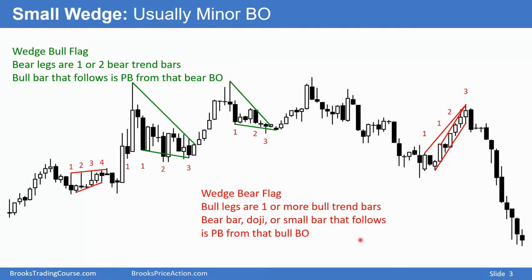Wedge bear flag. The bull legs are sometimes small, 1, 2, 3 bull bars, and they're attempts to reverse the bear trend. Here, we tried to reverse up, failed. Tried to reverse up, failed. Tried to reverse up, tried to reverse up, and failed. Traders see this as a bull breakout, and then a pullback from that bull breakout. Another bull breakout, pullback from that breakout. If the bull breakouts repeatedly fail, the bulls eventually give up, and the market goes the other way.